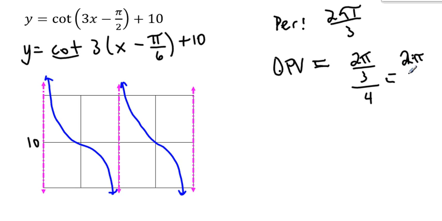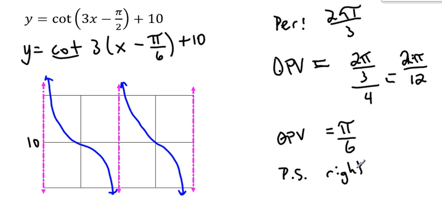I don't know what's happening with the video, because my computer's kind of getting weird. So hopefully this is working out. So my quarter period value is actually pi over 6. And my phase shift, oh, I like it when things work out. My phase shift is to the right by pi over 6. So they already agree. That's kind of nice.